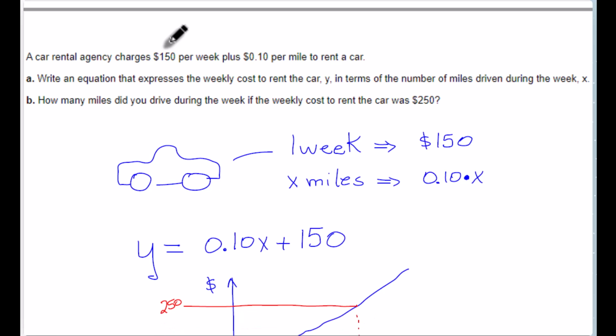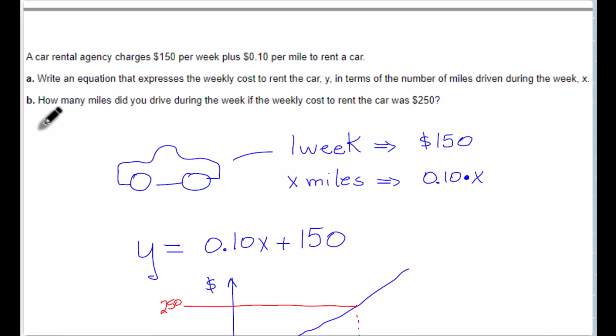Let's see, an application. A car rental agency charges $150 per week. That's a base charge. Plus 10 cents per mile to rent a car. So write an equation that represents this, where x is the number of miles. Well, this is a linear relationship. All right, so 0.1 multiplied by x miles plus our base charge of 150.